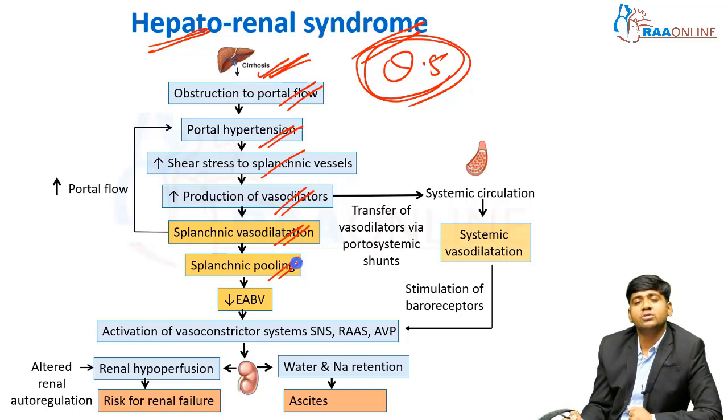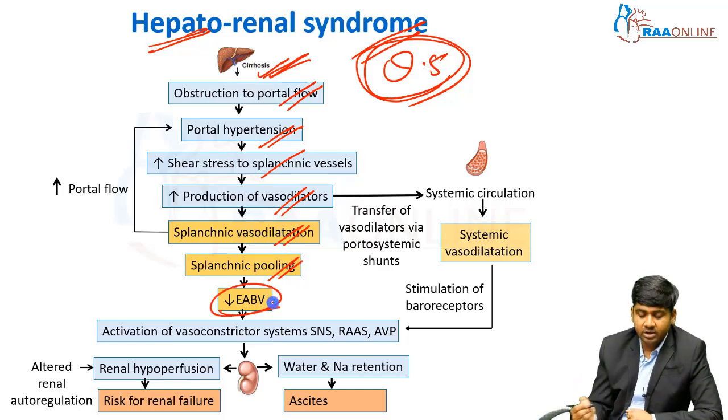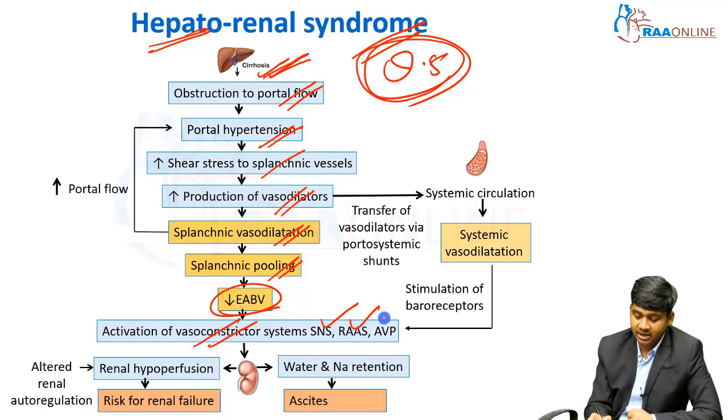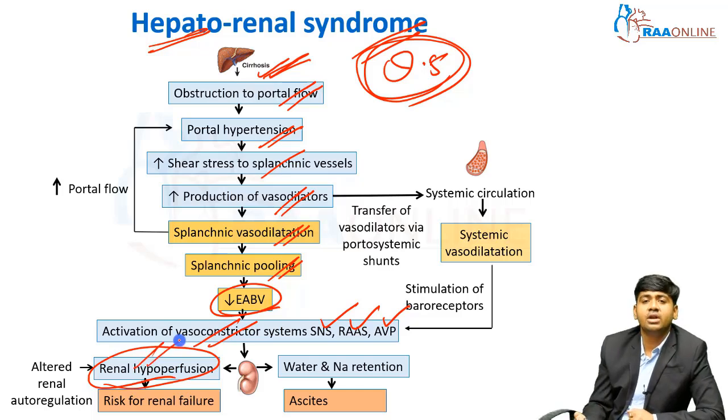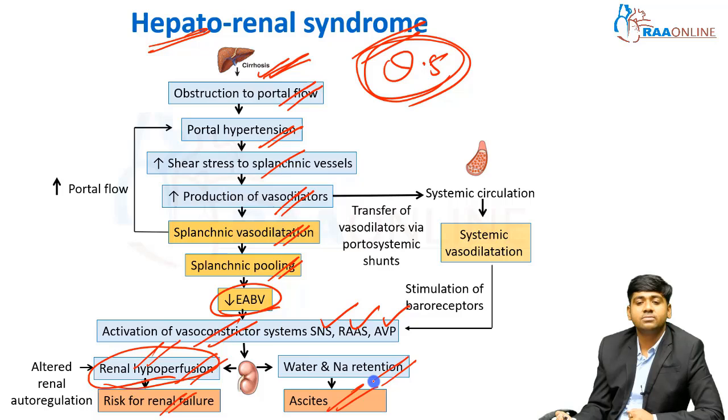Once there is splanchnic vasodilatation, all the blood will be pulled to the splanchnic circulation. So it will decrease the blood flow to the end organs, mostly to the renal system. Activation of the vasoconstrictor systems, mainly the SNS, RAS, and ADH mechanisms, are stimulated. So there is renal hypoperfusion, or decreased blood supply to the renal system, and there is development of renal failure. Once there is renal failure, there will be water and sodium retention, and it leads to the development of ascites.